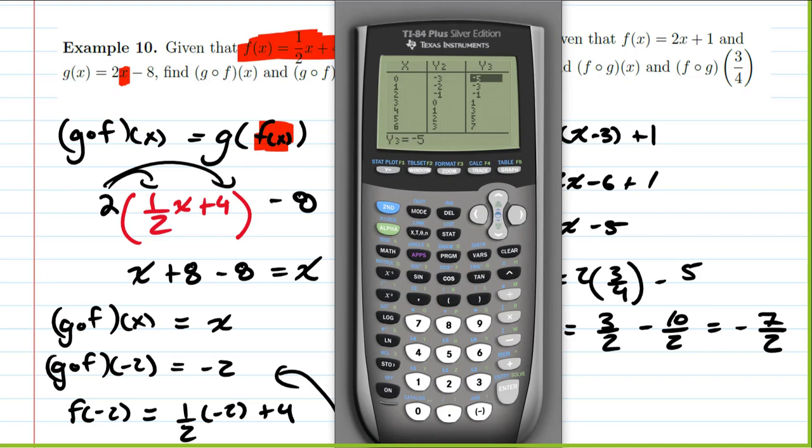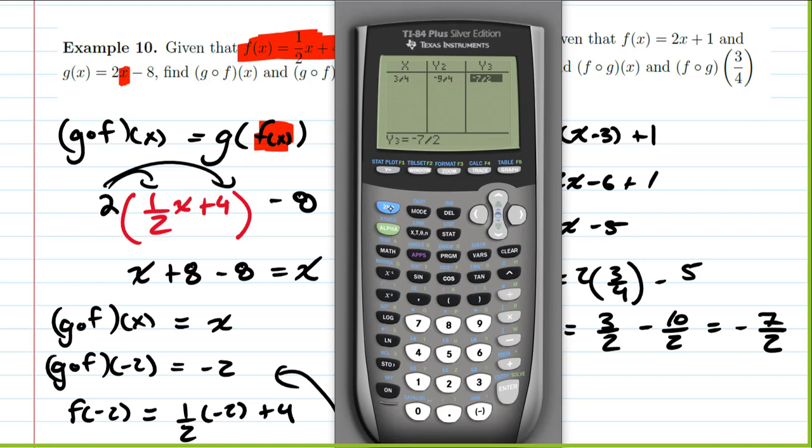If we want to do some direct calculations, we go into our table set menu by hitting second and then window. Instead of having our independent variable on auto, we can change it to ask. After doing so, we go second table, and our table looks blank, and you're like, hold on, what the heck? So then we can go ahead and choose values to input. If I input 3/4, I would see that the output of y1 is 5/2, y2 would be this, and then the composition would be negative 7 over 2, which is exactly the same thing that we got.